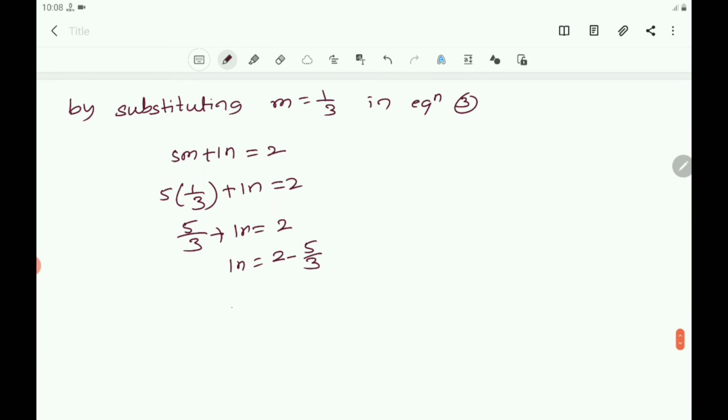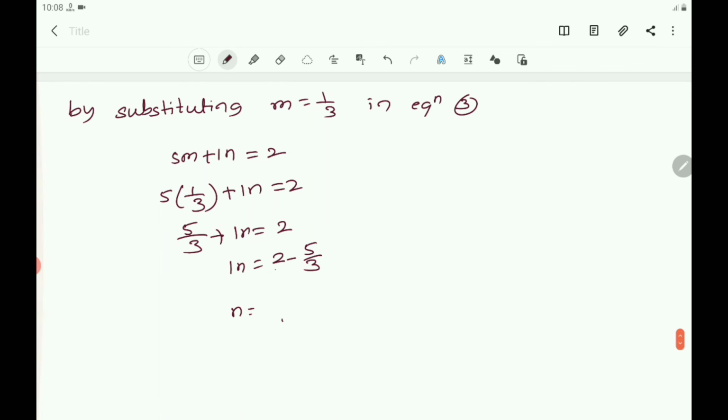2 minus 5 by 3. So n is equal to, the LCM is 3 here. 2 means here 2 by 1. The LCM is 3. 1 three is 3, 2 threes are 6, minus 5. So n is equal to 1 by 3. You got n equals 1 by 3.